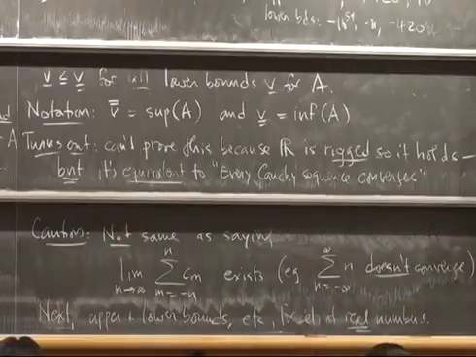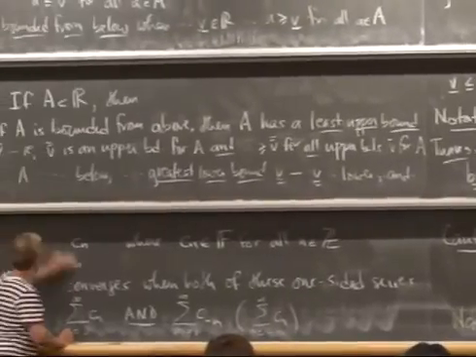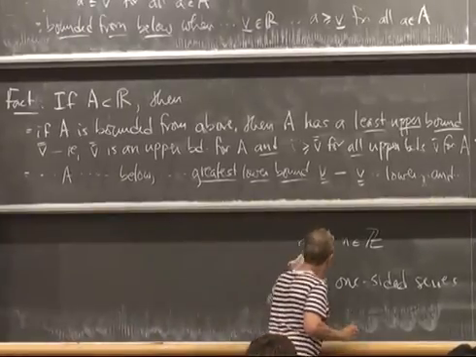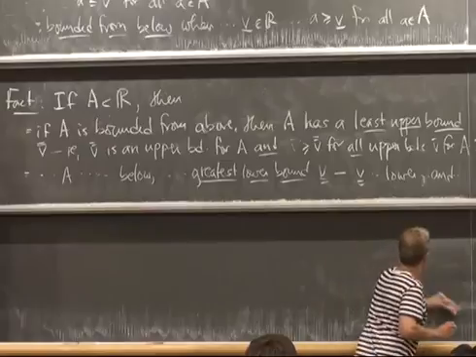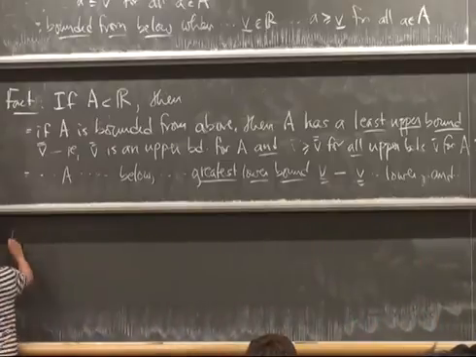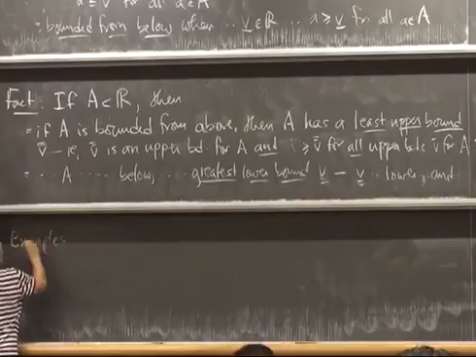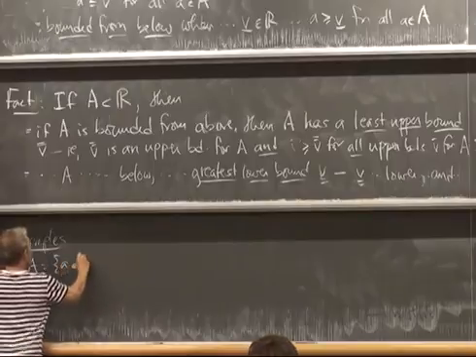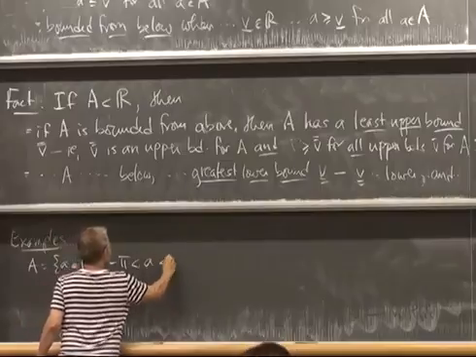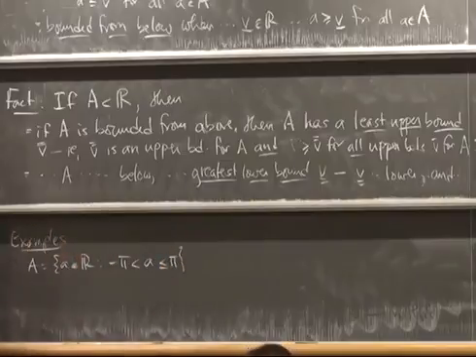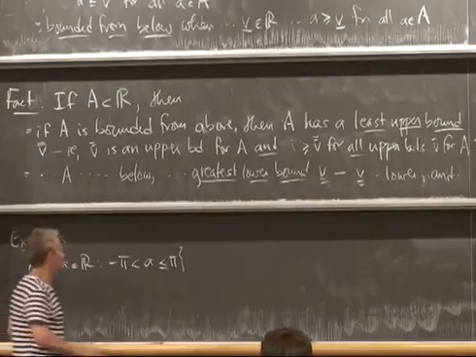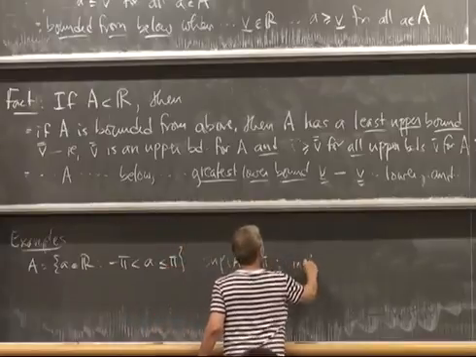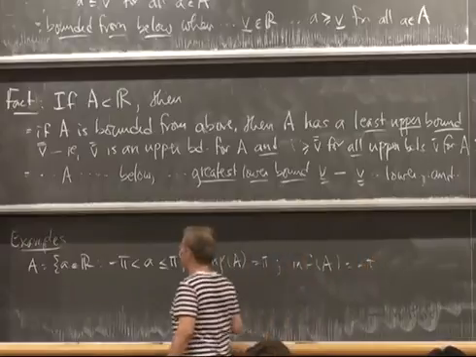Let's look at a few examples of sets of real numbers. So here's some examples. First one was, let's just do the pi one again, the set of all A such that minus pi is less than A is less than or equal to pi. That one we already discovered was bounded from above and below. What is the sup of A? You could just shout out the answer. Pi. What's the inf of A? Negative pi.